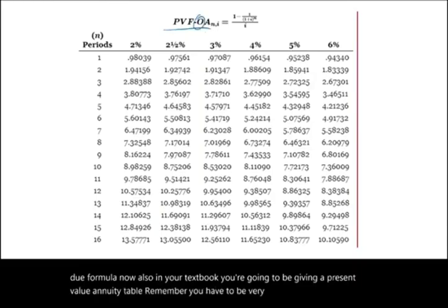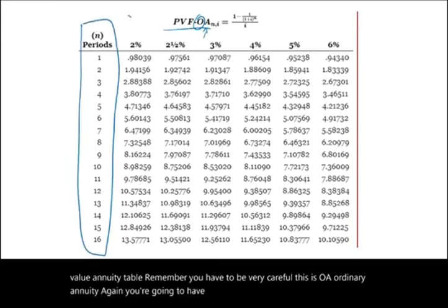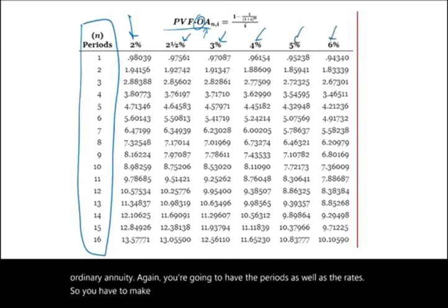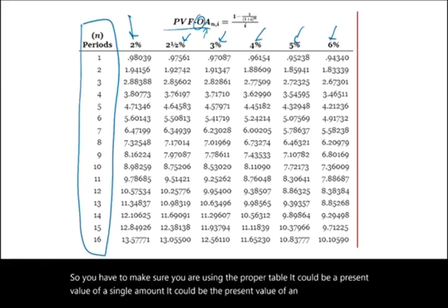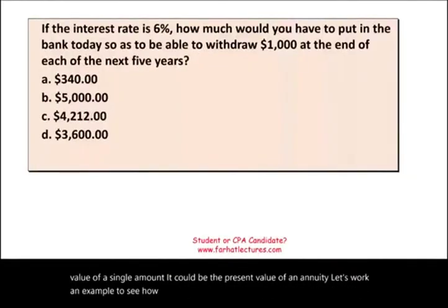This is OA, ordinary annuity. Again, you're going to have the periods as well as the rates, so make sure you are using the proper table. It could be a present value of a single amount. It could be the present value of an annuity. Well, let's work an example to see how this all fits together.